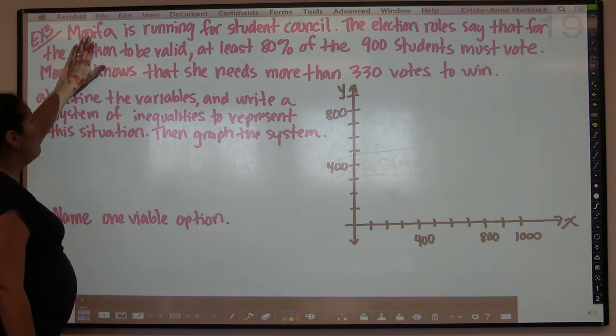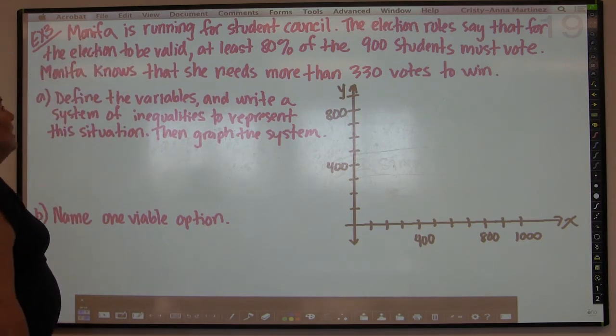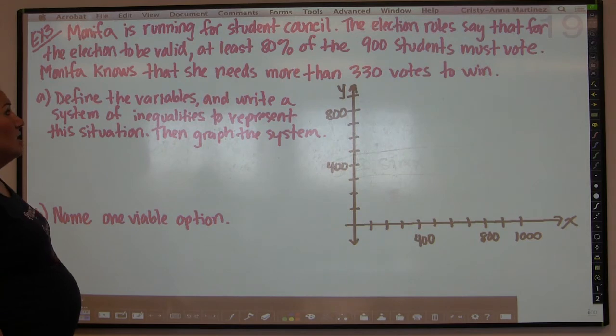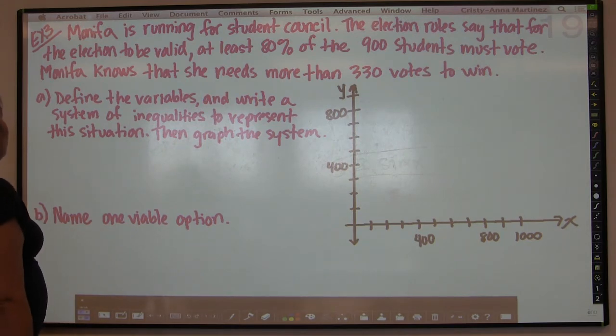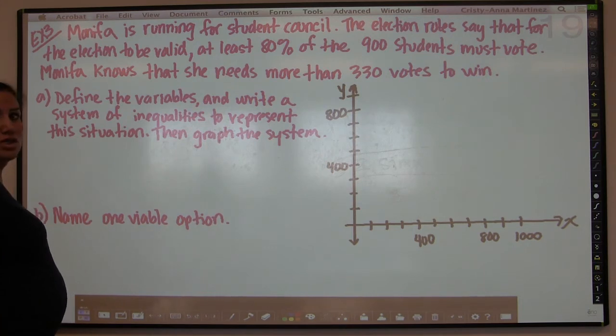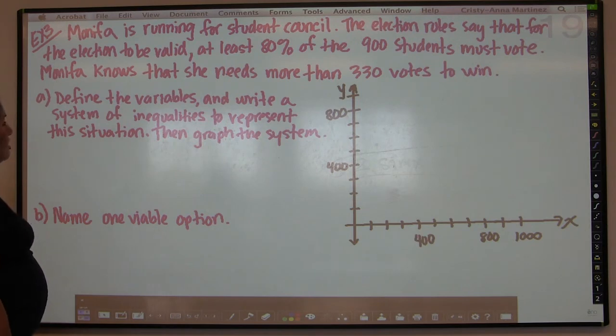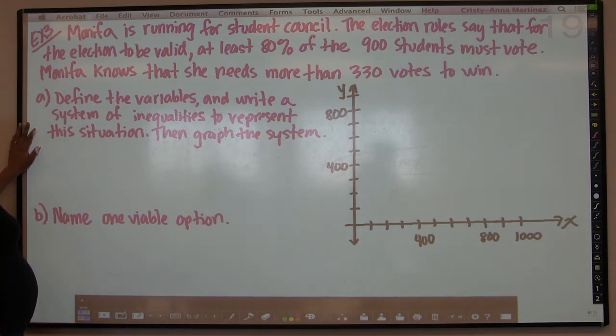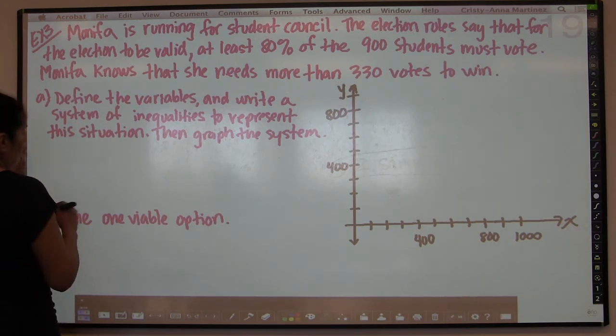But anyway, Monifa, whatever her name is, is running for student council. The election rules say that for the election to be valid, at least 80% of the 900 students must vote. Monifa knows that she needs more than 330 votes to win. So that's our situation. So it says define the variables and write a system of inequalities to represent this situation, and then graph the system.